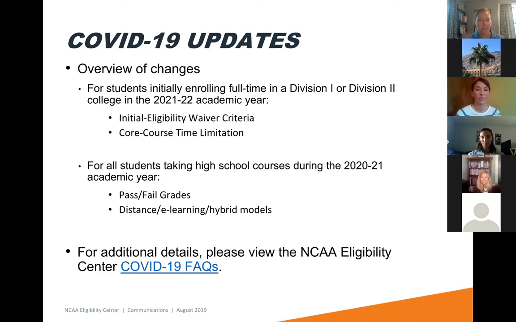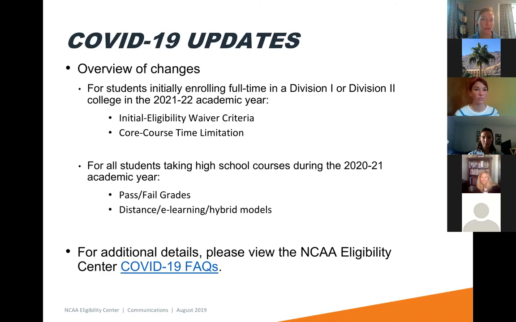So this is based not just on high school graduation date, but on enrollment in Division I or Division II date. So we'll cover the waiver criteria for those situations, and then the core course time limitation updates for those students. And then we'll also talk about two main topics for students that are taking high school courses during the current academic year, no matter when they're going to enroll. So like I said, this could be freshmen, sophomores, juniors, seniors who are not going to enroll in college until several years from now.